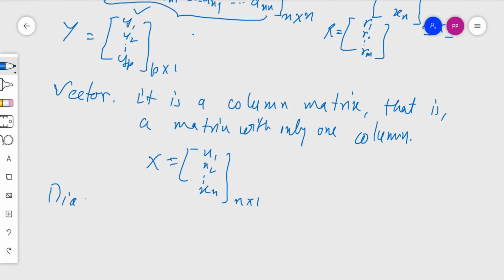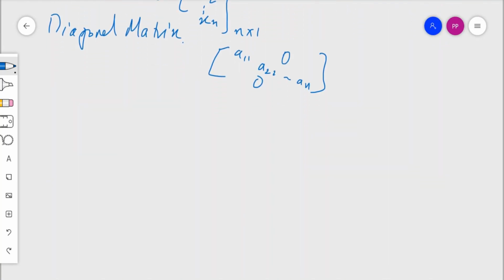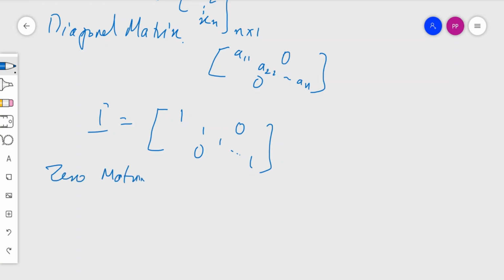Diagonal matrix: you all know that it has only diagonal elements a11, a22, a33, like that up to ann, and the other elements are 0. So this is a diagonal matrix. Identity matrix: a matrix which, multiplied to any matrix, even a vector, leaves it unchanged. It is of the form 1, 1, 1, like that, and the other terms are 0. Then the zero matrix, represented with all elements 0. It can be of any order.